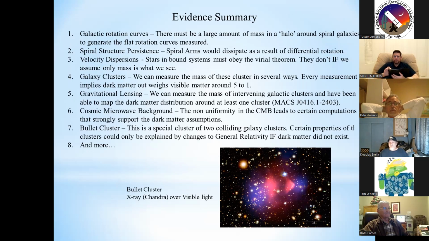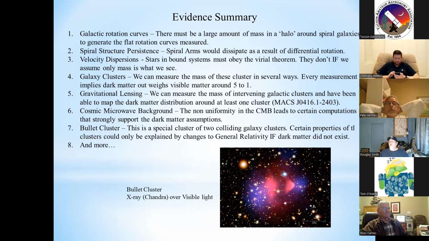Obviously, the big one is the galactic rotation curves. That was the obvious one. The spiral structure persistence. Spiral arms don't seem to dissipate. Although we obviously haven't looked at spiral galaxies for a long enough period to see if they dissipate or not over time, but you can do a statistical analysis and say, well, if they dissipated after just a couple rotations, how many spiral galaxies would we still see that still had spiral structures? You wouldn't see very many.